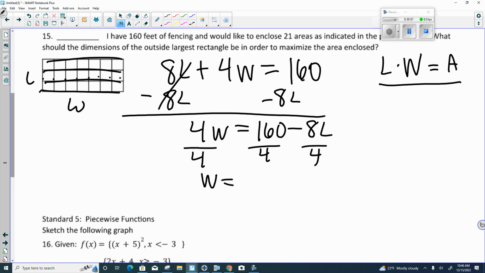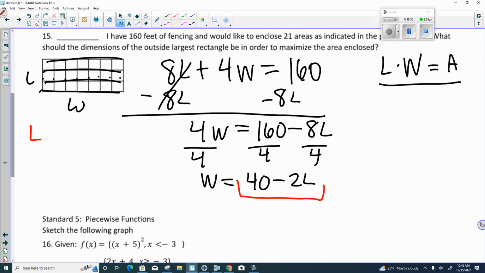So the width for this particular fence with 160 feet of fencing will be 40 minus 2 times the length. That's how math works. Certain things have to be true. Now that I have isolated the W, I can use substitution into the other equation. The reason I'm doing that is I have to create a quadratic equation. Otherwise, I don't know how to find the maximum area. I only know how to do that from a quadratic.